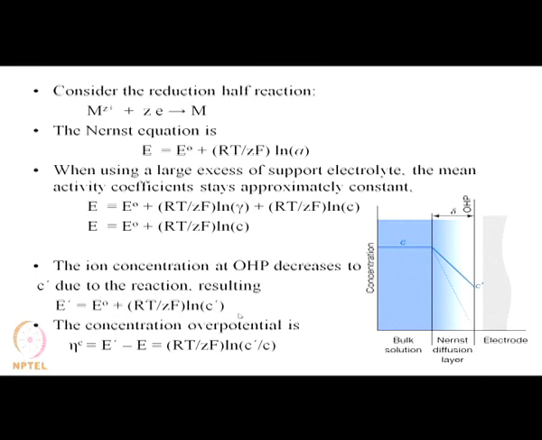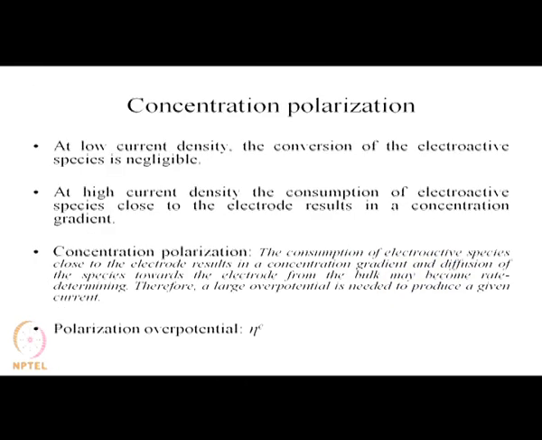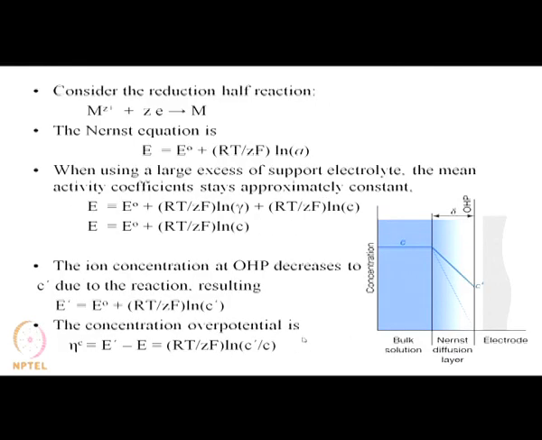So, your corresponding potential is this. What is the concentration overpotential because of this concentration gradient that is set up because of this reaction? So, eta C is the concentration overpotential. As I told you, because of this concentration polarization, a large overpotential is needed to produce a given current. So, the polarization overpotential is eta C, and that can be related this way: E prime minus E, which is nothing but RT by ZF ln C prime by C.